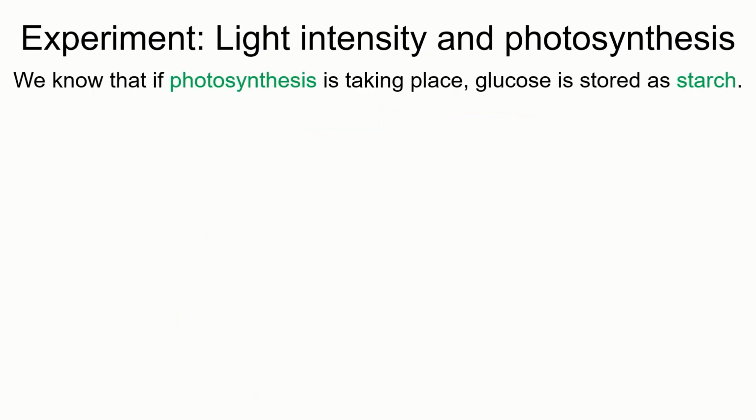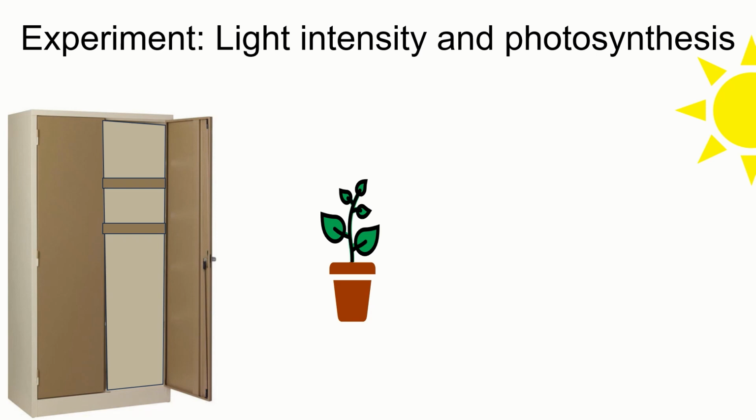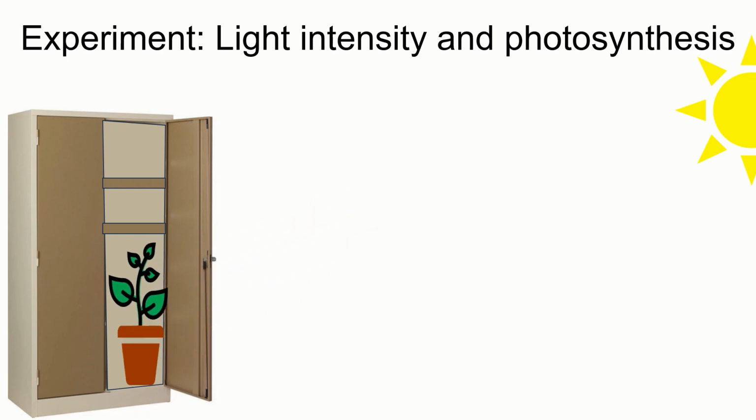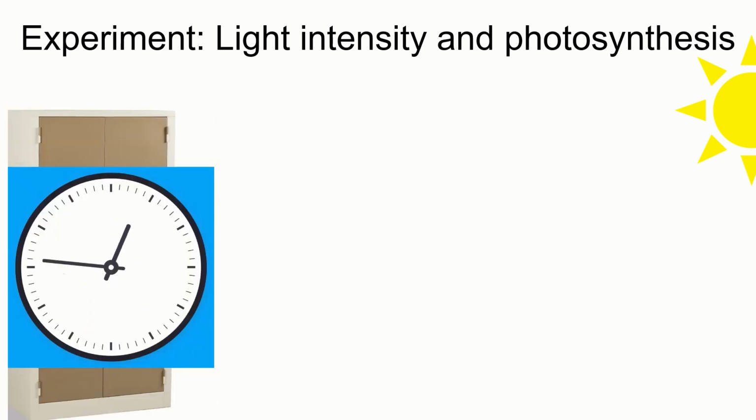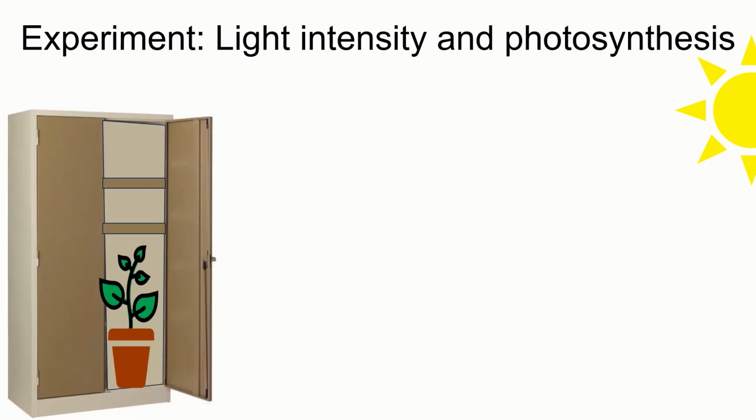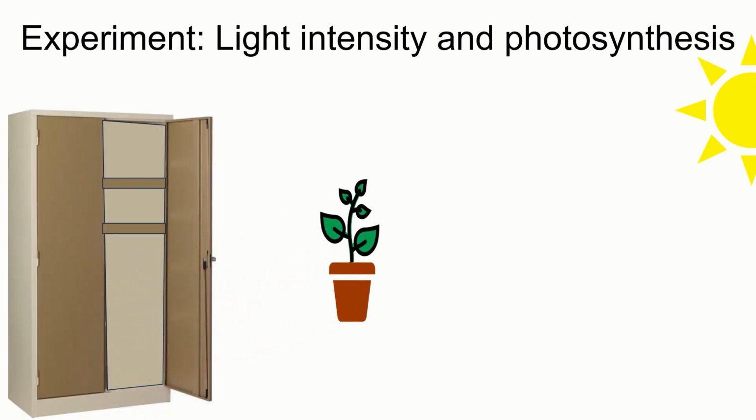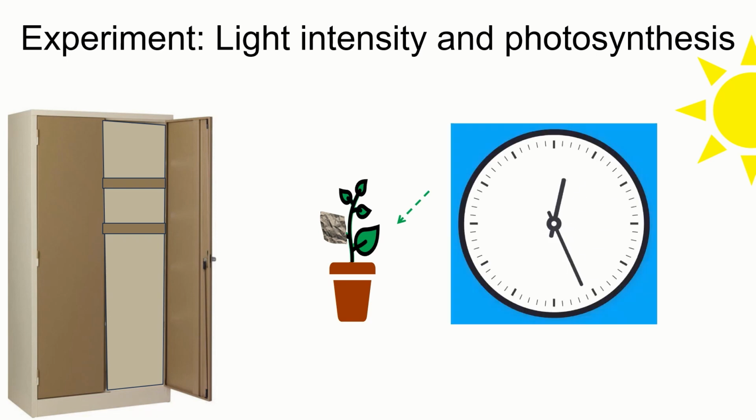We know that if photosynthesis takes place, glucose produced will be stored as starch. So, if we want to check if photosynthesis has occurred, we can look for the presence of starch. To see the effect of light intensity on photosynthesis, first we will put the plant in a cupboard for 48 hours to ensure there won't be much leftover starch that would skew our results. After 48 hours, we will take the plant out of the cupboard, wrap one leaf with aluminium foil and leave the other uncovered. Then we will leave the plant in the sun for another 48 hours.